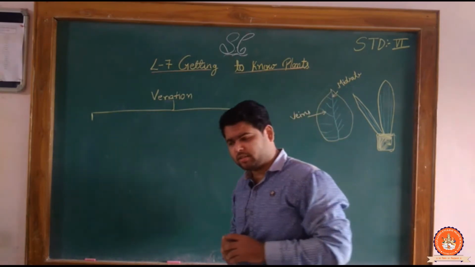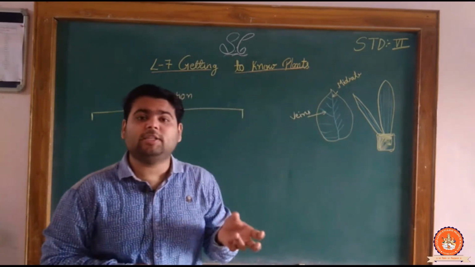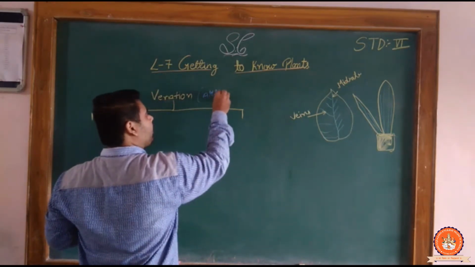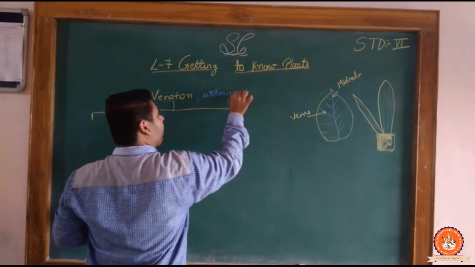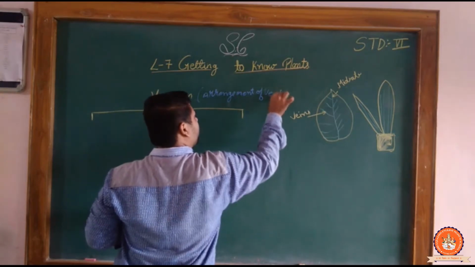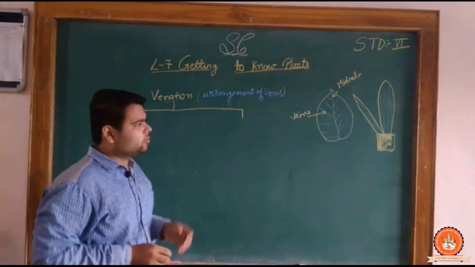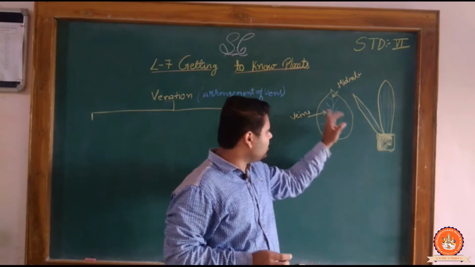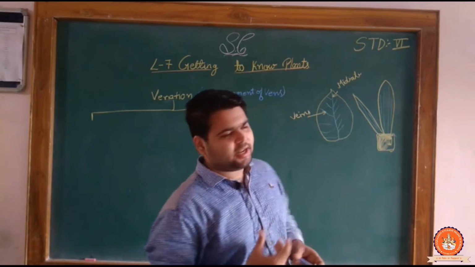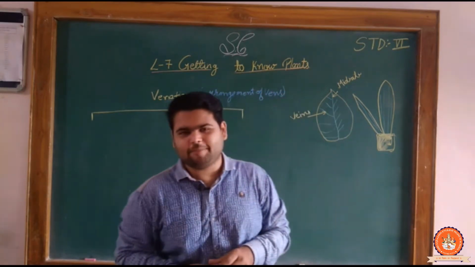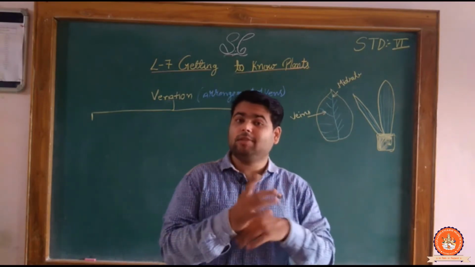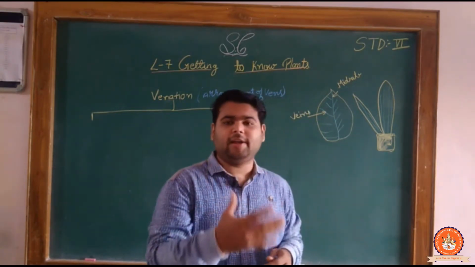So what is venation? Venation is a simple thing: the arrangement of veins. So this is our vein, and there is an arrangement of veins. That will be studied in this lecture, and many more interesting things. When you observe the leaves, you can tell which type of vein they have and how they are working, so you can give the idea to another person.